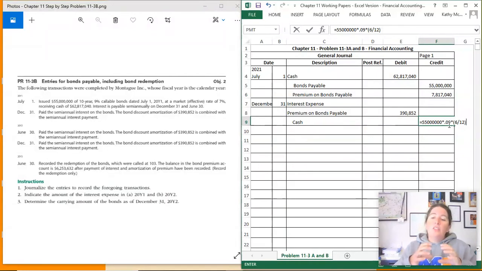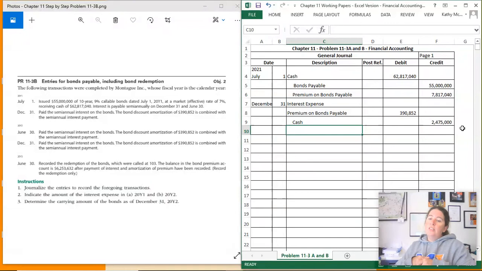I put that 6/12 in parentheses because in math, we want that to be done before anything else. Parentheses come first. So 6 out of 12 months because it's a semi-annual bond. So principal, $55 million times rate, 0.09 times time, 6 out of 12, press enter. And I get an interest of $2,475,000. That's how much cash I'm paying.